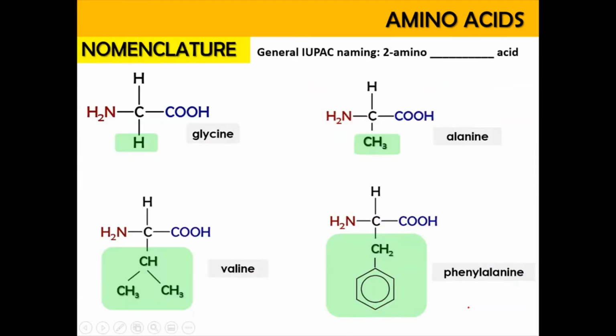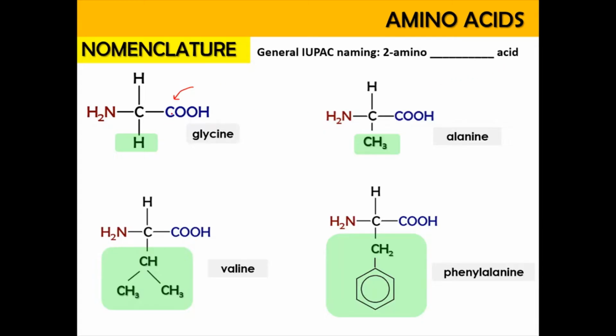Okay, now we're going to focus on the nomenclature first. So for the nomenclature, it's basically the same process as what you have learned in the previous chapter. You're going to look into which functional group is the priority. The functional group that is the highest priority is the COOH, which is the carboxylic acid part. Okay, and we need to find the longest carbon chain, and then we also need to do numbering. But for amino acid, it will follow a kind of general IUPAC naming pattern where they're going to have a 2-amino something acid. Okay, so let us look into the example.